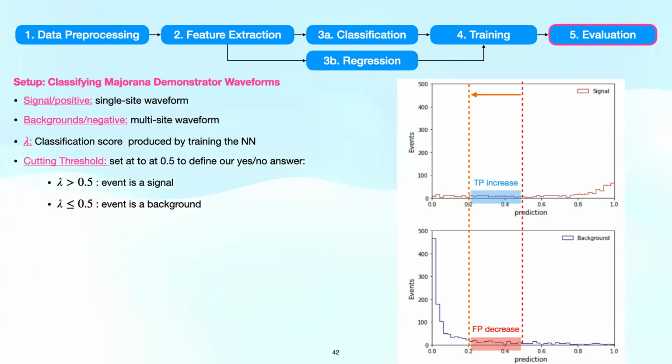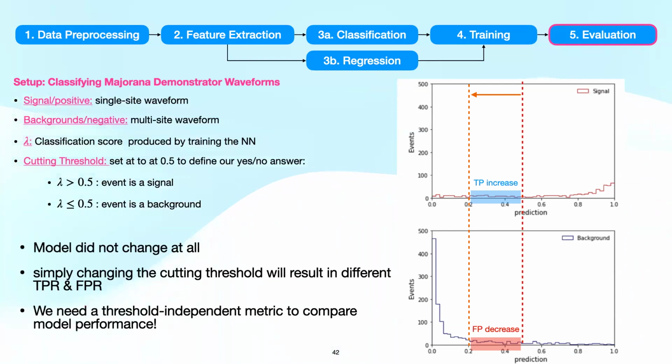The thing is that now if I change my mind, I want to set a different cutting threshold. Now I move my cutting threshold from 0.5 to 0.2, then my true positive is increasing, right? It's increasing by this portion. Those are the amount of signal that's additionally classified as signal. And my false positive is also increasing, right? This amount of background was additionally classified as signal.